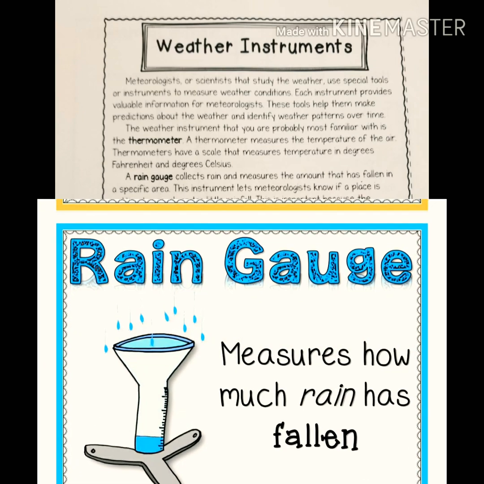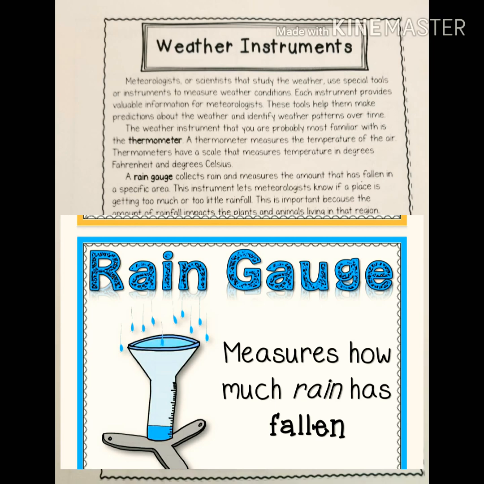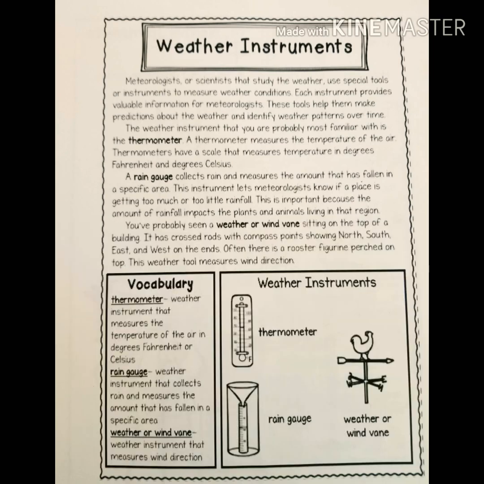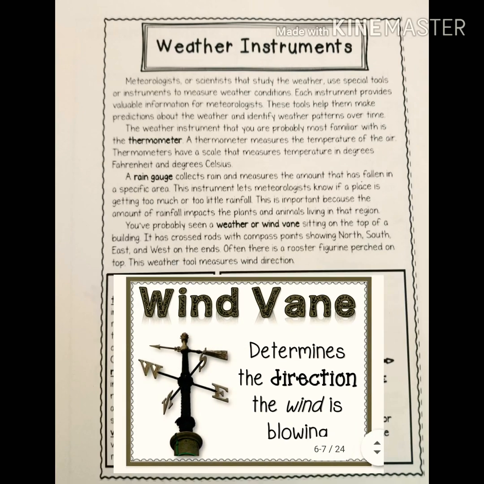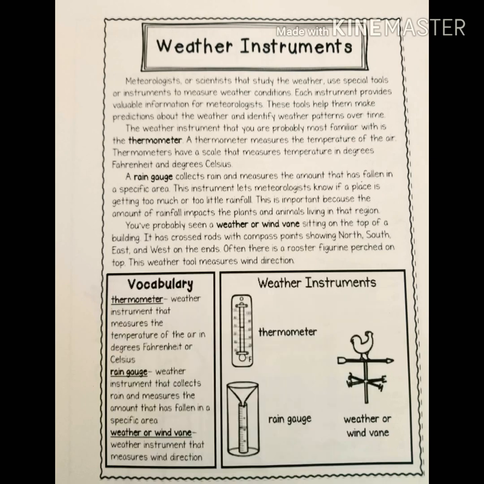A rain gauge collects rain and measures the amount that has fallen in a specific area. This instrument lets meteorologists know if a place is getting too much or too little rainfall. This is important because the amount of rainfall impacts the plants and animals living in that region. You've probably seen a weather or wind vane sitting on the top of a building. It has crossed rods with compass points showing north, south, east, and west on the ends. Often there's a rooster figurine perched on top. This weather tool measures wind direction.